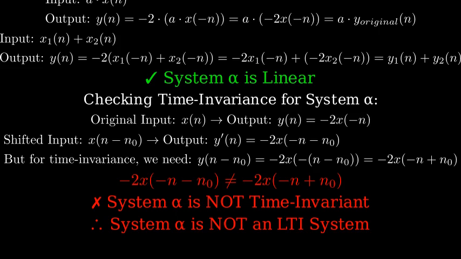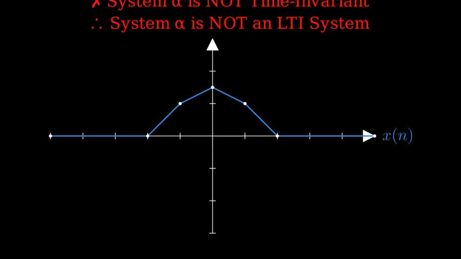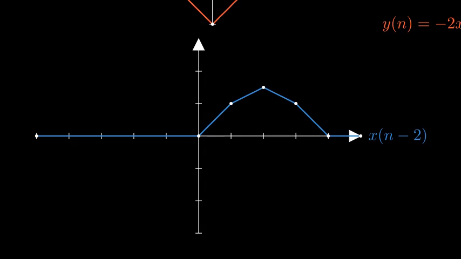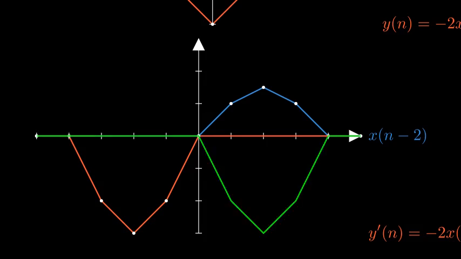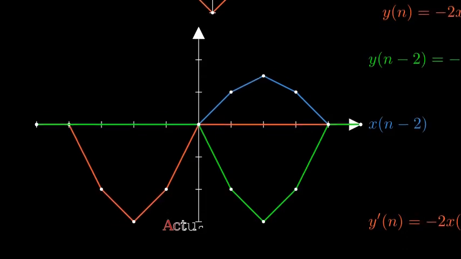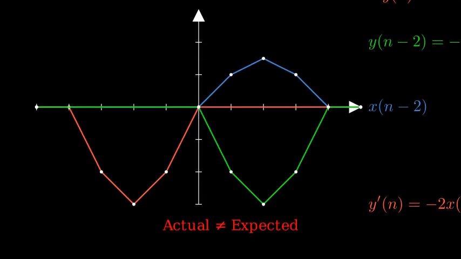Let's visualize why system alpha is not time invariant with a simple example. Consider an input signal x of n that looks like this. The system reverses it in time and scales it by -2, giving us this output y of n. Now, if we shift the input by 2 units to the right, we get this new input signal. The system again reverses this in time and scales it, giving us this actual output. But if the system were time invariant, the output should have been a simple shift of the original output, which would look like this. Comparing the two, we see they are not the same. This confirms that system alpha is not time invariant.